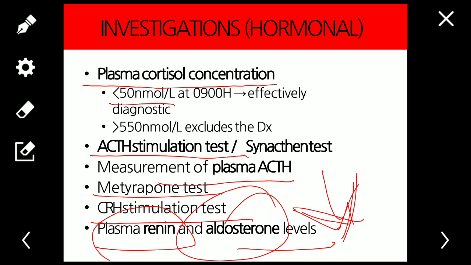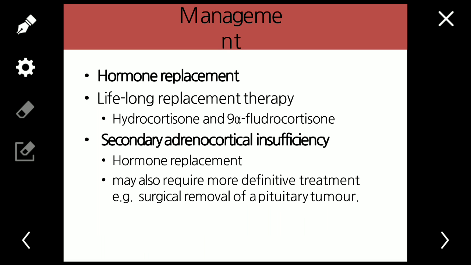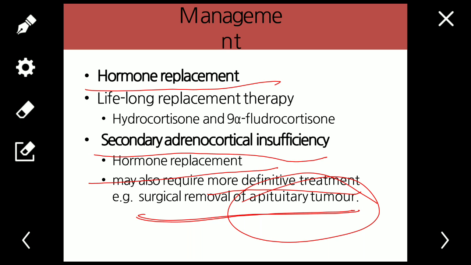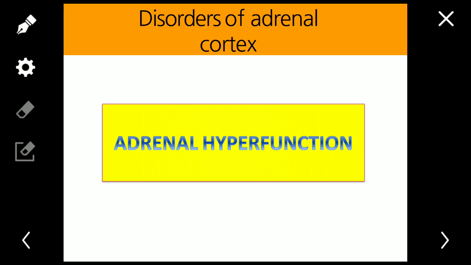Addison's disease and acute adrenal crisis. So management will be hormone replacement. Secondary adrenocortical insufficiency is also treated with hormone replacement. It may also require more definitive treatment, that is surgical removal of a pituitary tumor. If it is due to a tumor, we remove the tumor, and then this can treat the adrenocortical insufficiency. Adrenal crisis, again, is acute resuscitation: IV fluid, glucose, hydrocortisone, all these are important.